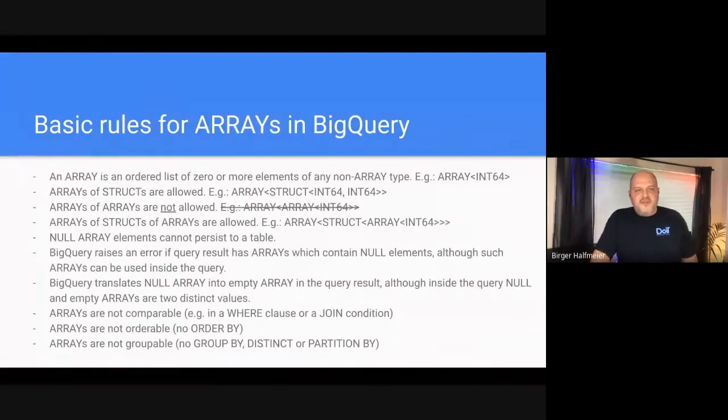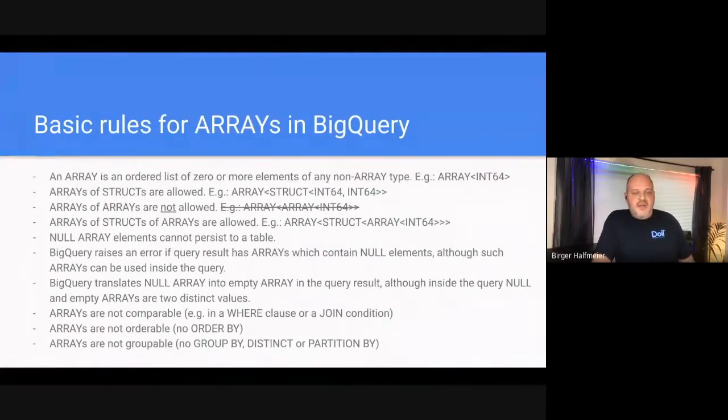Arrays also have a lot of rules. Arrays are probably even more restrictive. An array is an ordered list of 0 or more elements of any non-array type. That means you can have an array of integers or an array of structs, but you can't have an array of an array. If you wanted to have an array of an array, you can have an array of a struct that has an array in it. So in this example, we want to have an array of arrays of integers, but we have to squeeze the struct in between to make BigQuery happy and allow that.